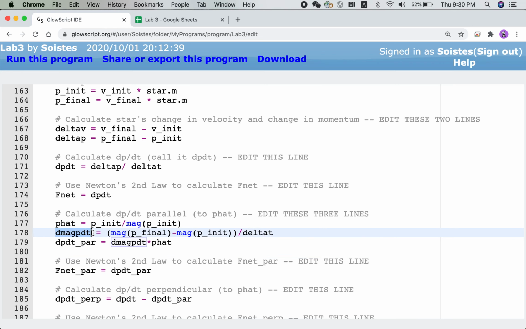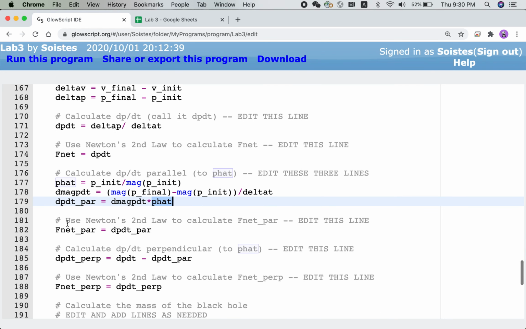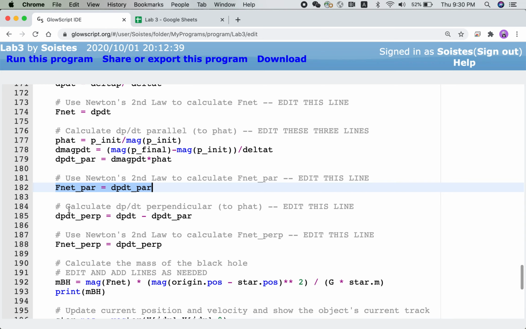And the rate of changing the magnitude of the momentum is the magnitude of P final minus the magnitude of P initial divided by the change in time. And the rate of change in momentum in the parallel component is equal to d magnitude p dt times p hat. And using Newton's second law, the net force in the parallel component is equal to the rate of changing momentum in the parallel component.